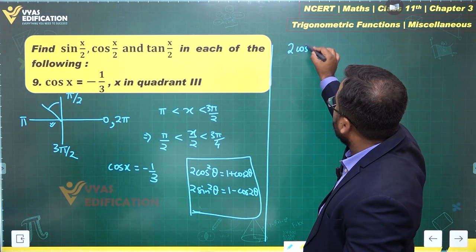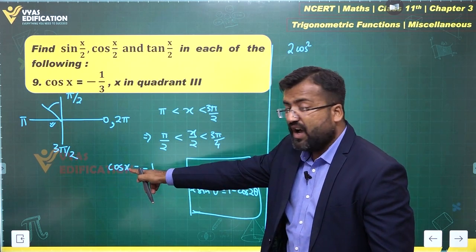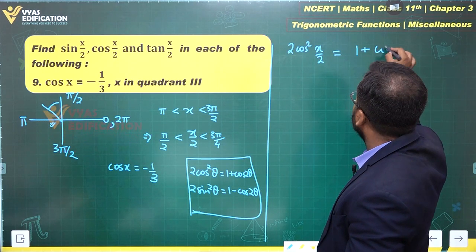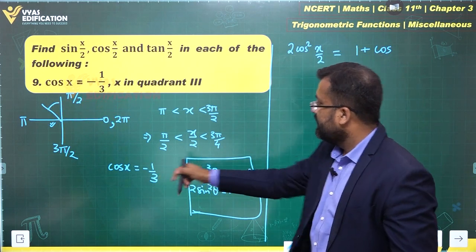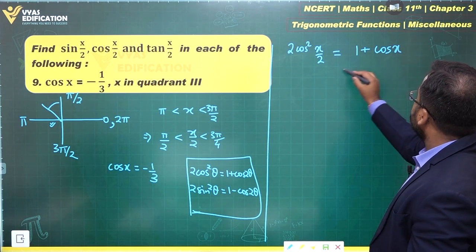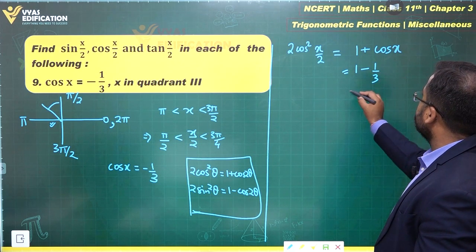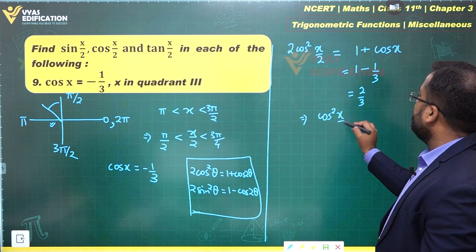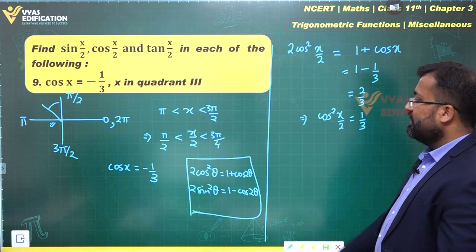2 cos square x by 2, using the half angle, will be equal to 1 plus cos x, which is 1 minus 1 by 3, which is simply 2 by 3. Therefore, cos square x by 2 is equal to 1 by 3. This is what I get.